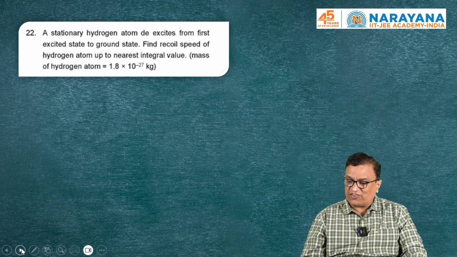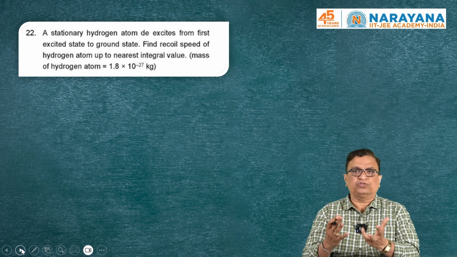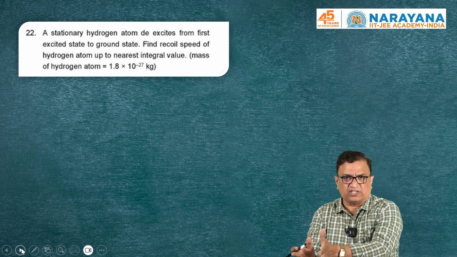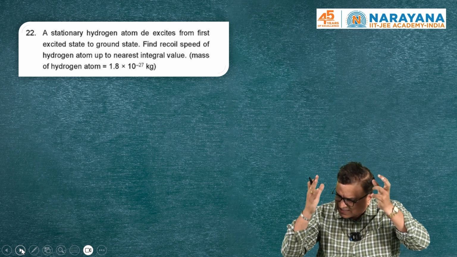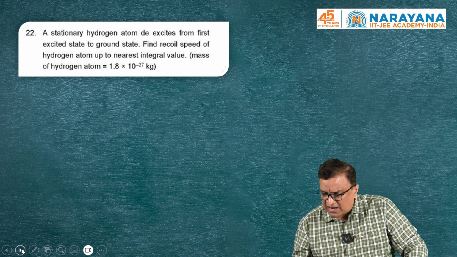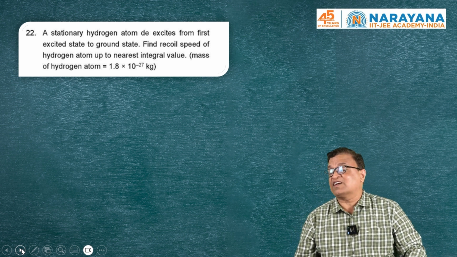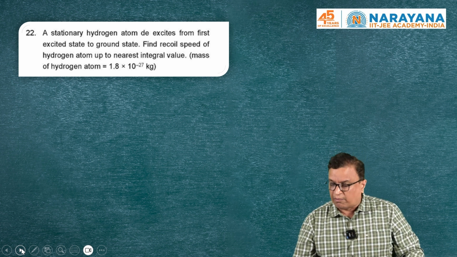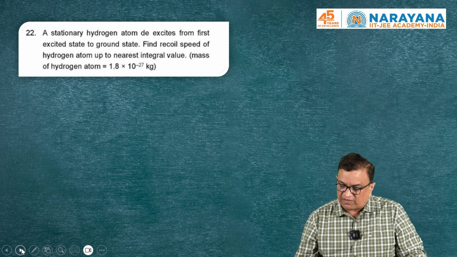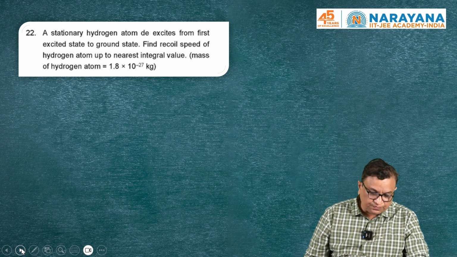Next, a stationary hydrogen atom de-excites. If I am in your shoes and if this is a numerical question to me, I won't touch this because this is a calculation based question. Right. A stationary hydrogen atom de-excites from the first excited state to the ground state. First excited state means n is equal to 2, remember. Find the recoil speed of the hydrogen atom up to the nearest integer value.